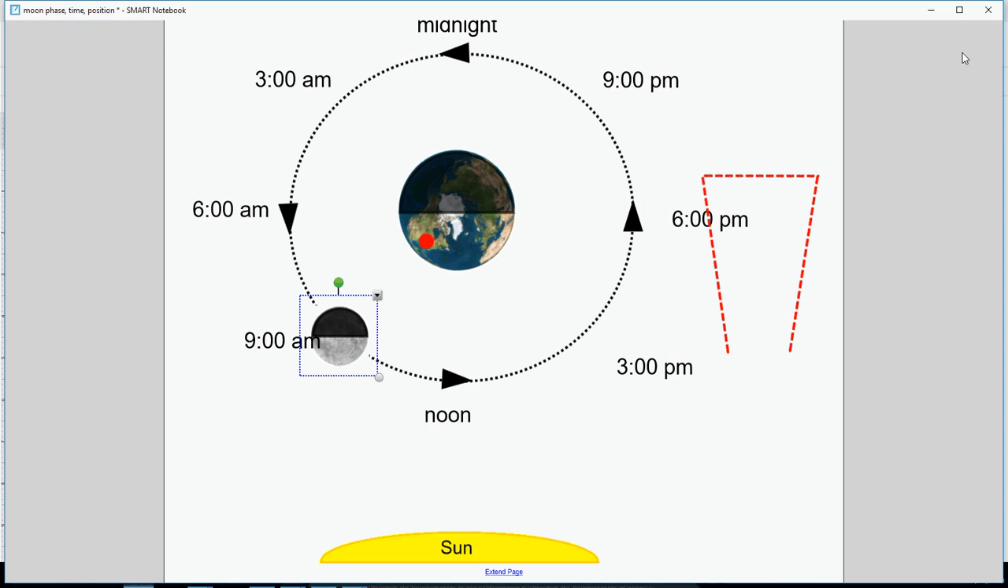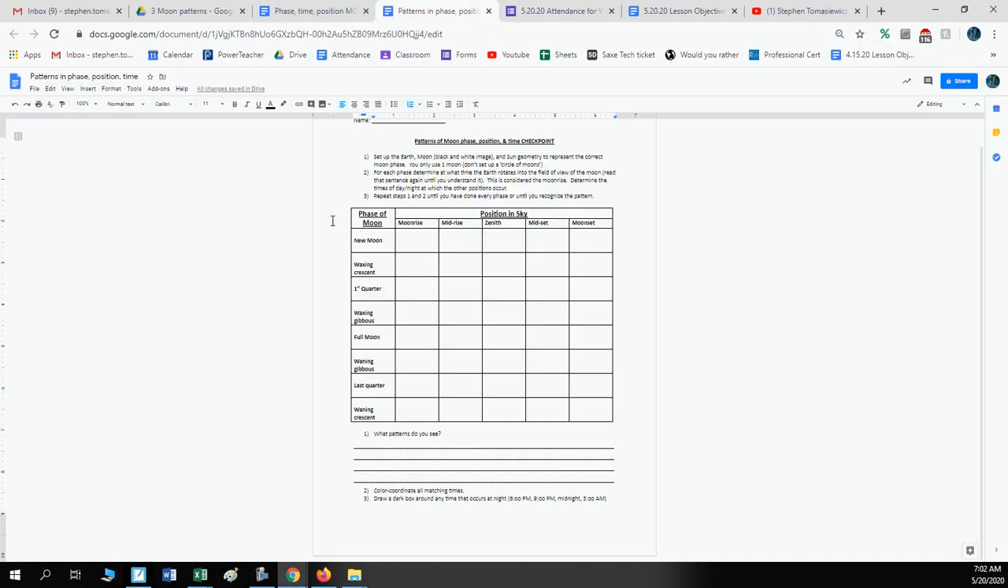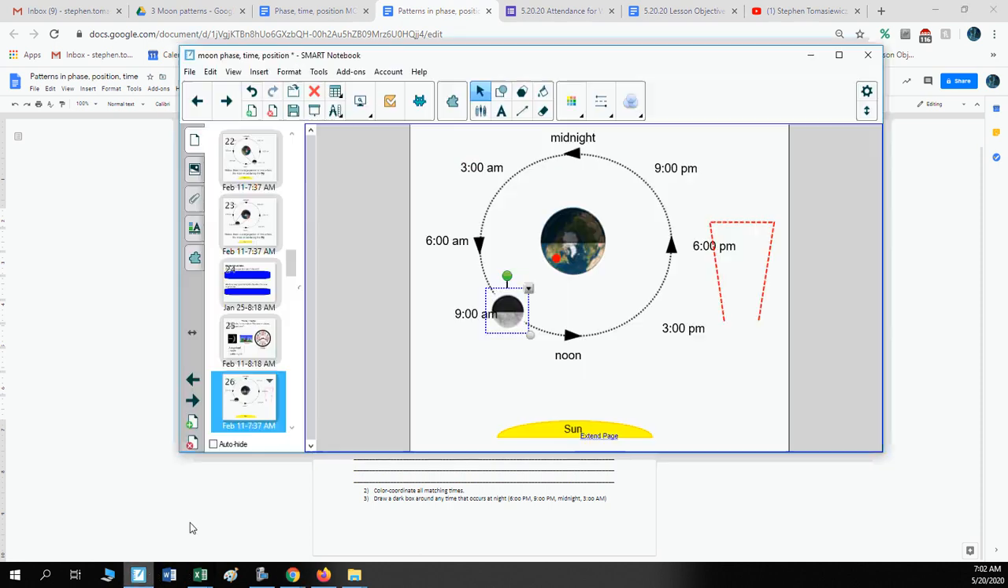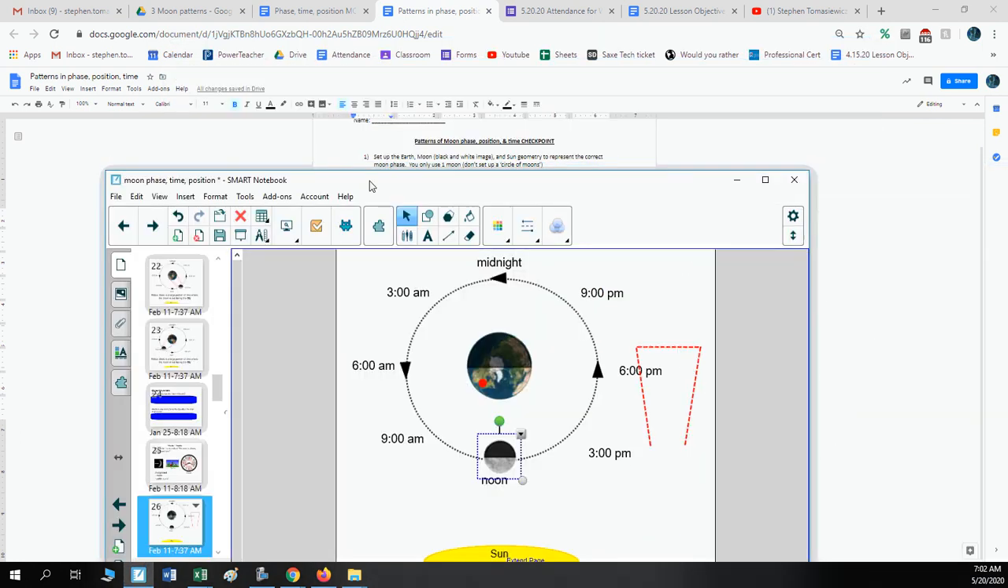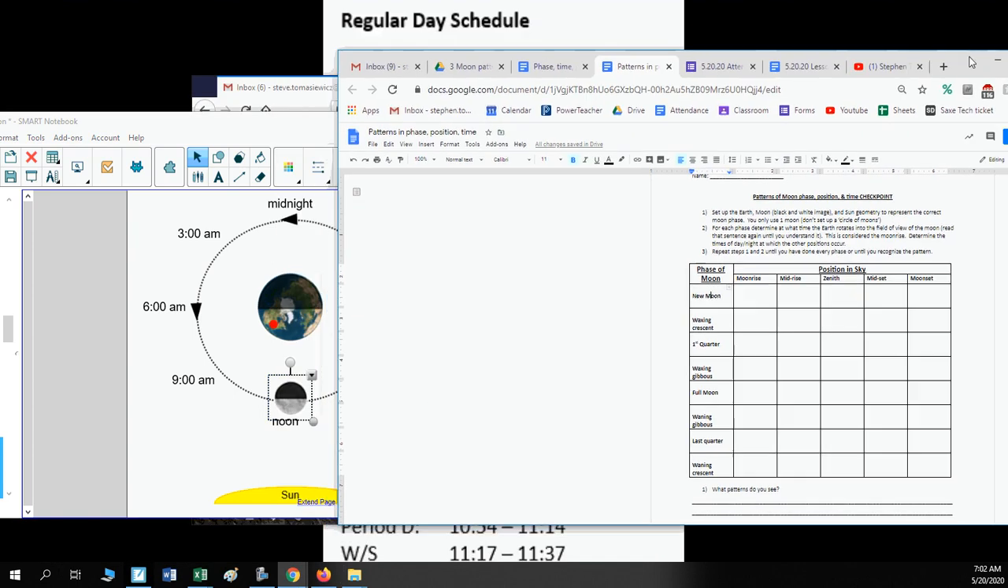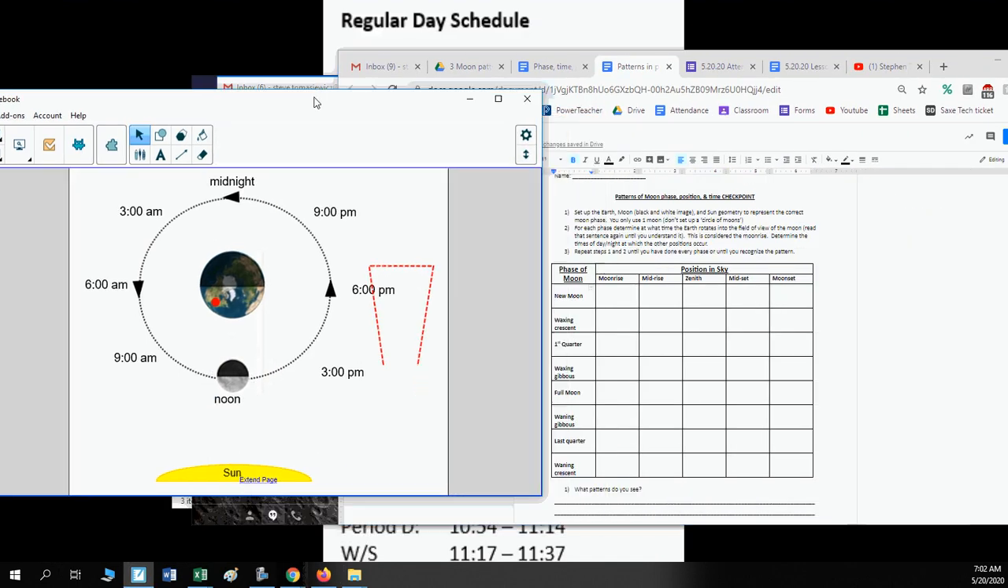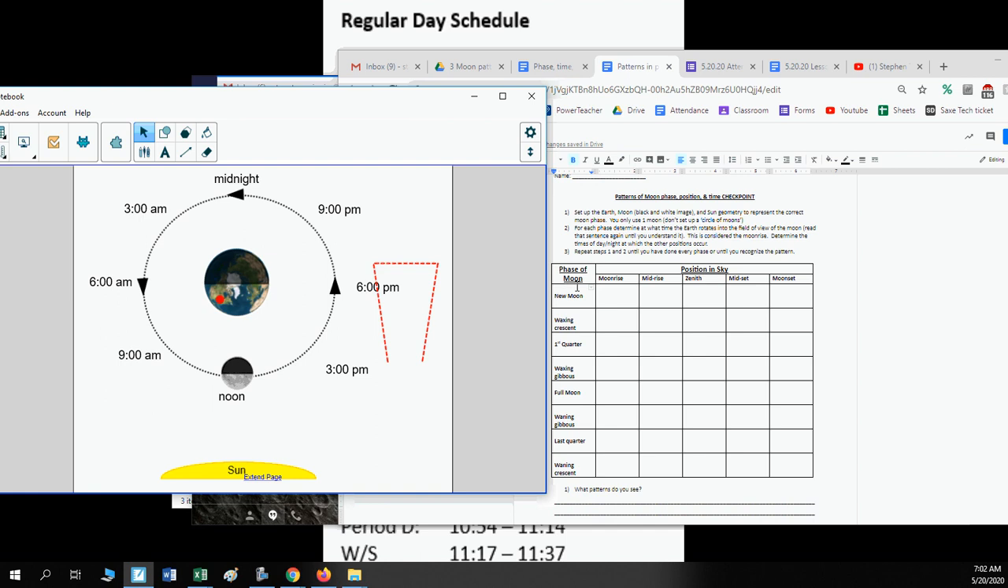And then what you'll end up going to do is fill in this sheet, this pattern grid, and you'll find that as you fill it in, you might see a pattern that will allow you to fill it in even faster. So let's do this first couple of boxes for you, so you understand what I'm talking about. So the new moon. Let's get our moon into position for a new moon. So this is what a new moon looks like, and we want to figure out, when does a new moon rise?